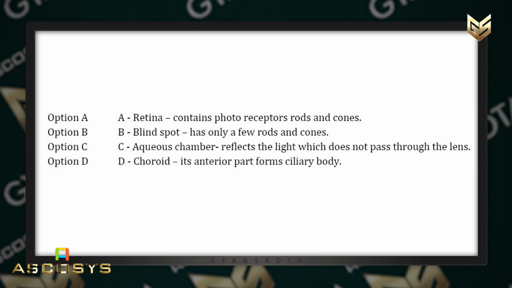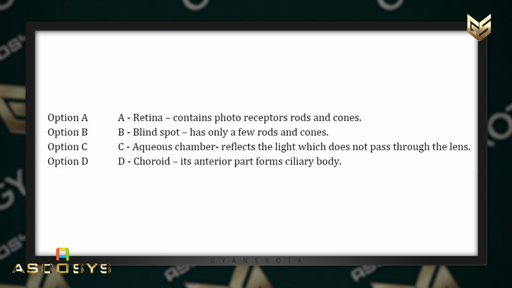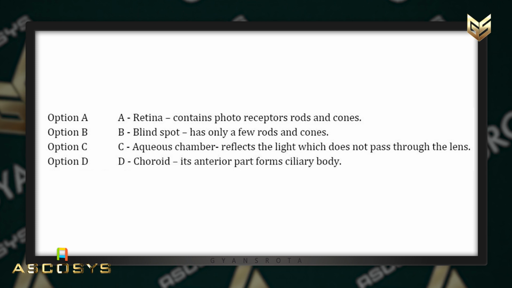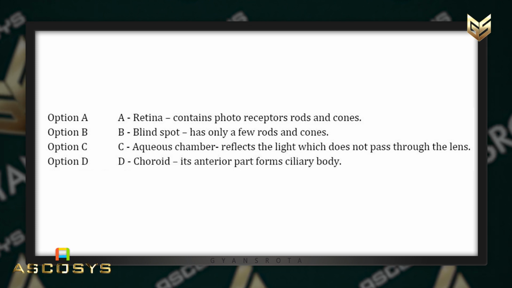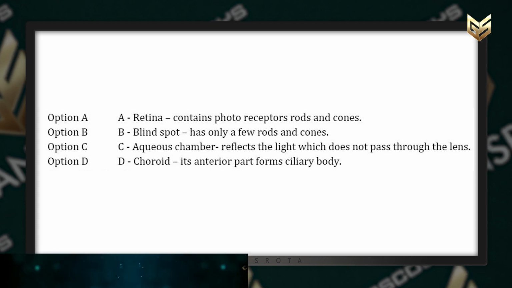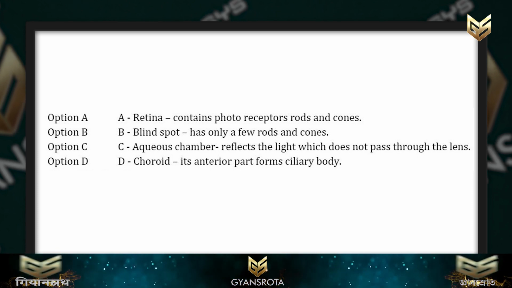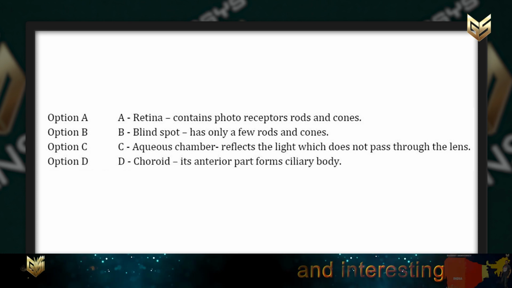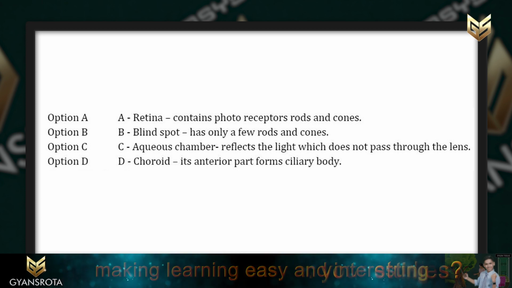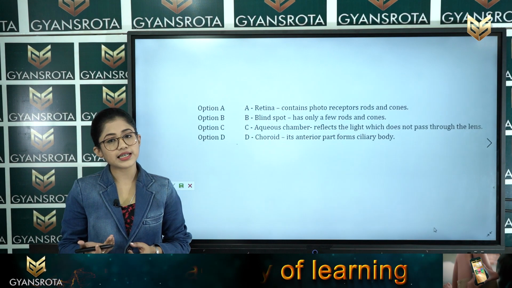Option number A, part A is the retina which contains photoreceptors, rods and cones. Option number B is the part B which is the blind spot and it has only a few rods and cones. Option number C is the part C is the aqueous chamber which reflects the light which does not pass through the lens. Option number D is the part D which is choroid and its anterior part forms the ciliary body as its function. Now, among these four options, you have to tick the correct one.